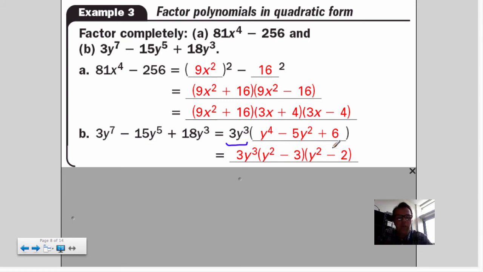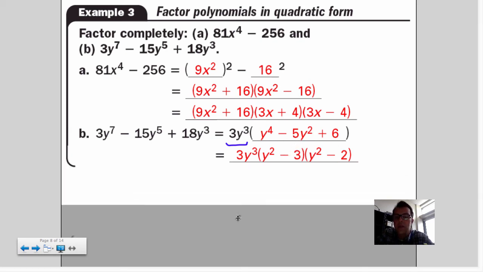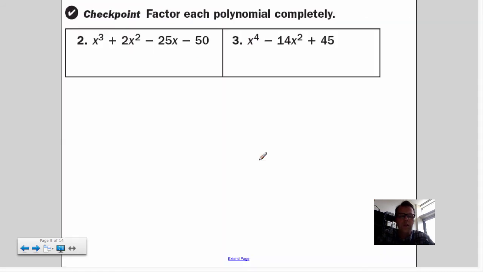Again, can I factor any further? These look like difference of squares, but 3 and 2 are not squares, so yep, you are done. But again, very cautious to finally say I am finished factoring.